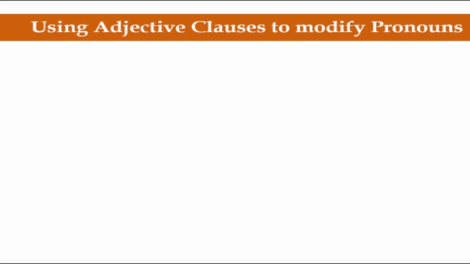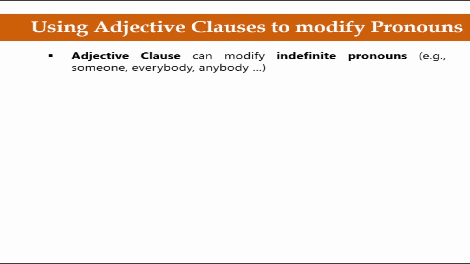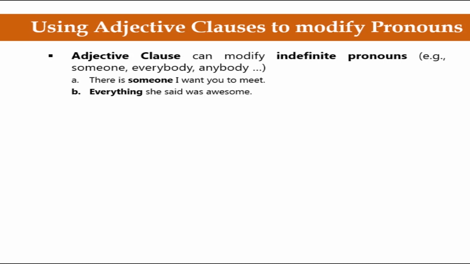Okay, so now we continue to study how to use the adjective clause to modify pronouns. This is our third main point in our lessons today. An adjective clause can modify indefinite pronouns, for example, someone, everybody, or anybody. For example, A. There is someone I want you to meet. B. Everything she said was awesome. C. Anybody who wants to come is welcome.